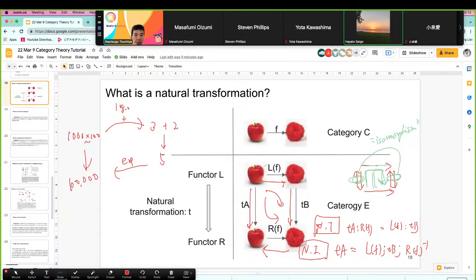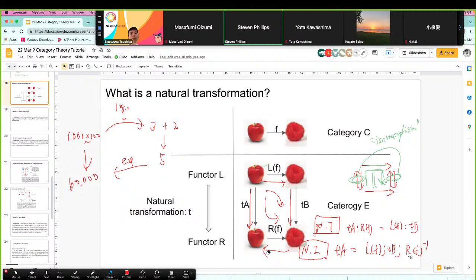Angus asked, why does category E have four objects but category C has two? Actually, there are many objects in general, but it is just for the explanation. And why we choose two or four objects: we need category C to have at least one arrow. The natural transformation is something between functors, so we need these things. But it does not mean only four objects; there are many other objects. This is just for explanation.